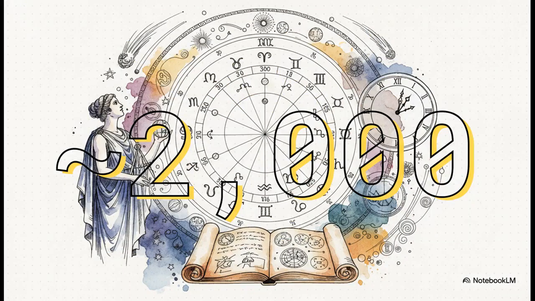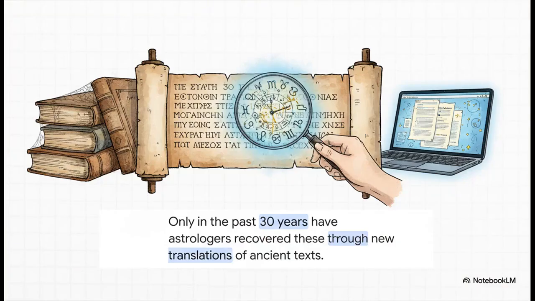The bottom line is, for nearly 2,000 years, the complete systematic practice of Hellenistic astrology, especially its most powerful predictive techniques, effectively just disappeared from the Western tradition. It's only been within the last 30 years or so, thanks to a massive academic effort, that the original Greek texts have been fully retranslated. It's allowed us to see this system as it was originally intended for the first time in millennia. It's like finding a lost science.